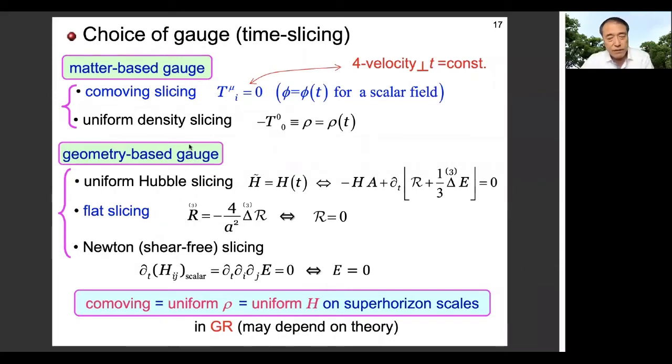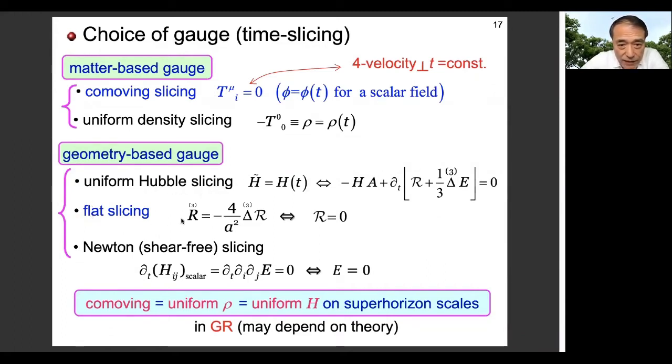Another is, instead of focusing on matter, you can focus on the geometry-based slicing or geometry-based gauge. One which is not so much used in perturbation theory, but as soon as you come to the nonlinear, for example numerical relativity computation, the most often used slicing is called uniform Hubble slicing, where the expansion rate of the universe is uniform on the slice. Of course, it depends on time, but it's uniform. And this gives you this condition, the condition for the uniform Hubble slicing.